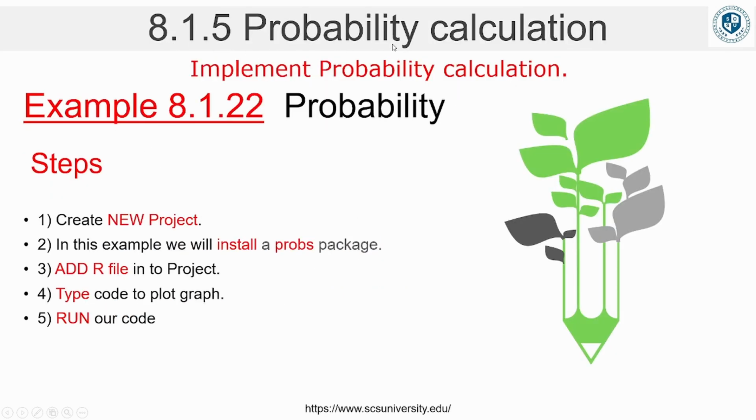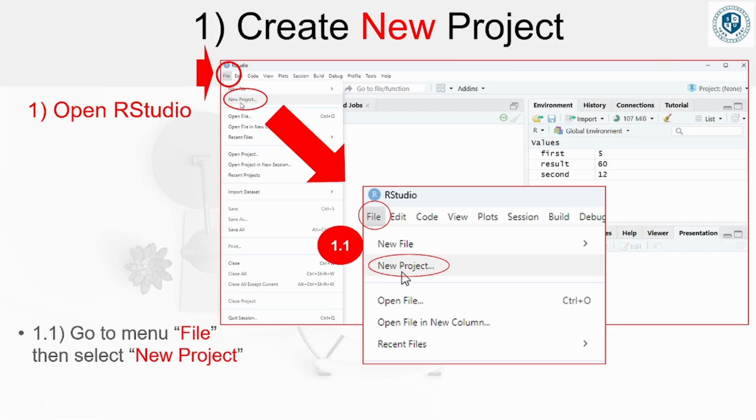8.1.5 Probability calculation. Implement probability calculation. Example 8.1.21 probability. Steps: 1. Create new project. 2. In this example, we will install a probs package. 3. Add our file into project. 4. Type code to plot graph. 5. Run our code.